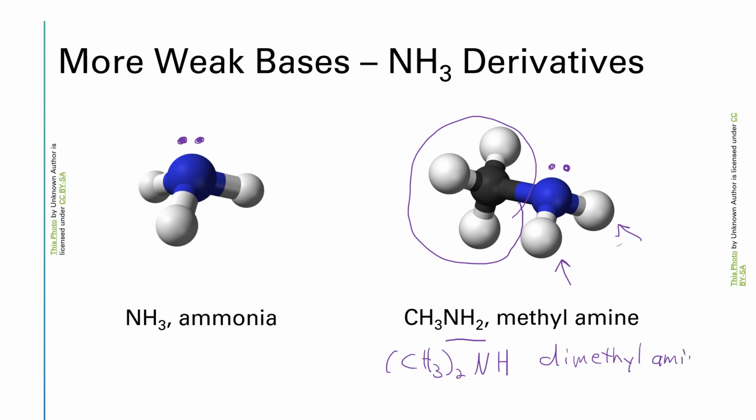And we could even go all the way to taking all three of those hydrogens and replacing them with methyl groups and have (CH3)3N, and that would be called trimethylamine.